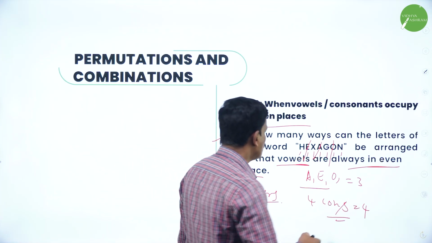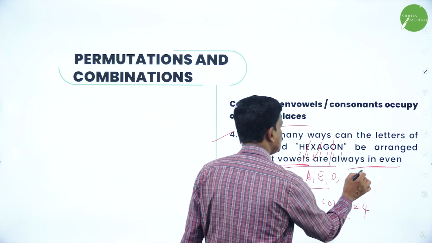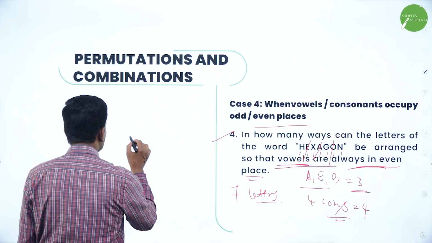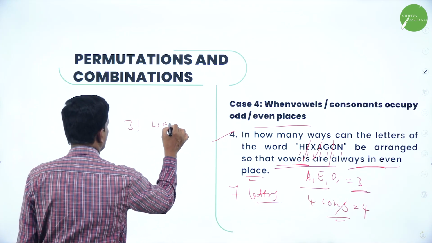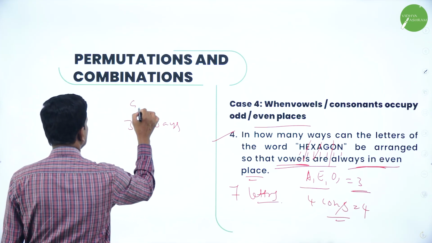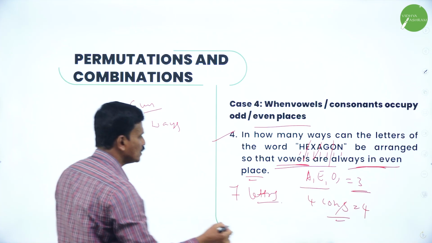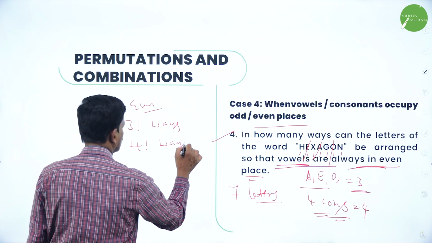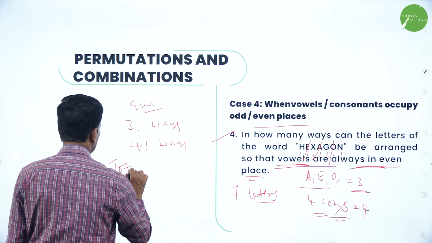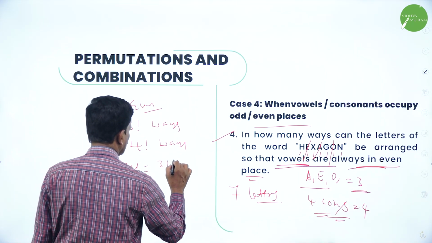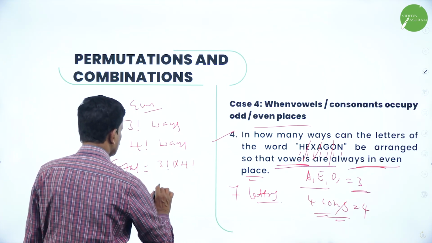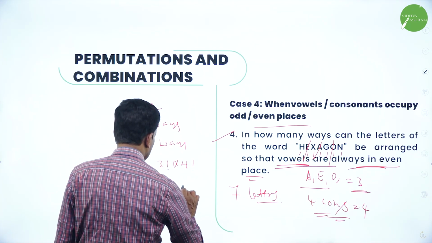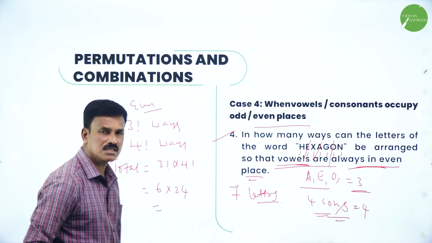Right. All the 3 vowels can be arranged in even places. So the 3 vowels can be arranged in even places by 3 factorial ways. And the remaining 4 consonants can be arranged in 4 factorial ways. So therefore the total requirement is equal to 3 factorial into 4 factorial. 3 factorial is 6, 4 factorial is 6 4s are 24. So 24 into 6. This will give the answer.